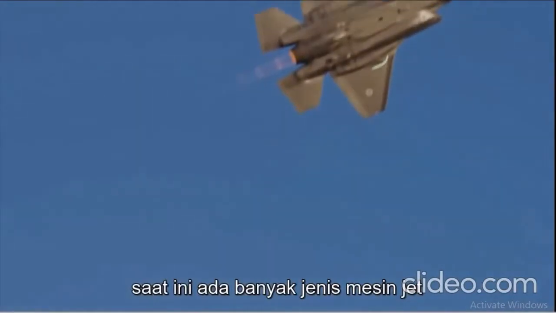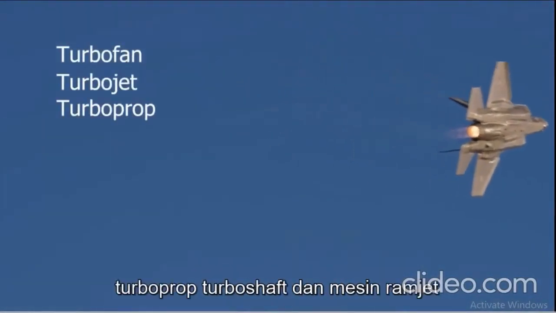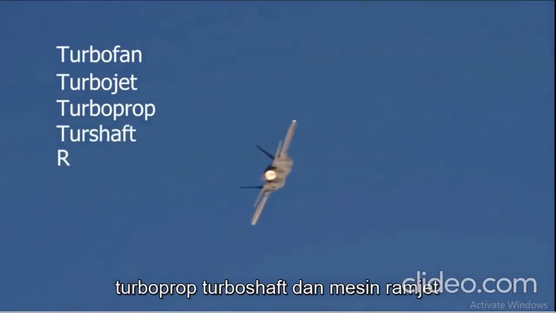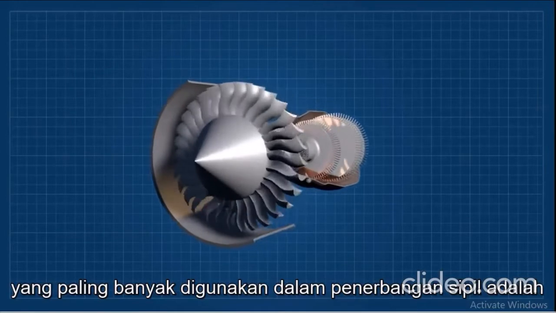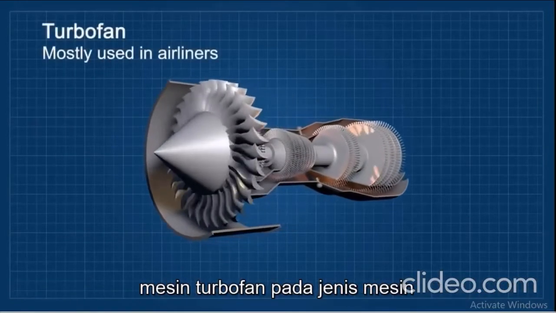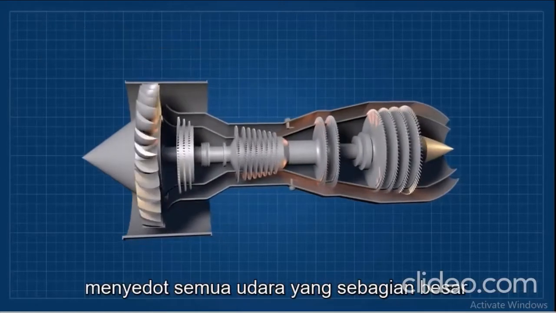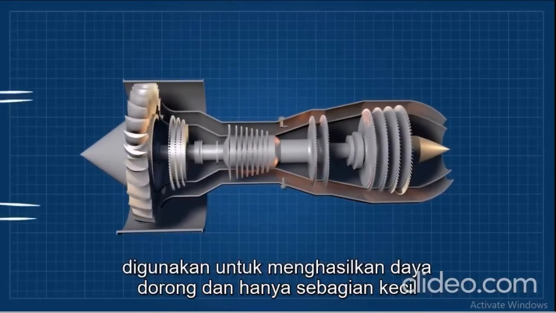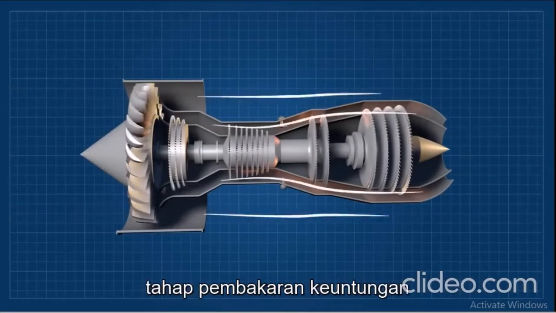Nowadays there are many types of jet engines. There are turbofan, turbojet, turboprop, turboshaft, and ramjet engines. The most used in civil aviation is the turbofan engine. In this type of engine, there is a large fan at the front that sucks all the air in, most of which is used to generate thrust, and only a small percentage actually goes into the combustion stage.